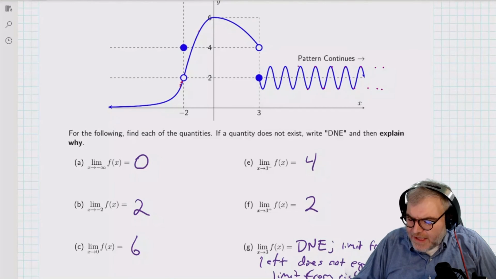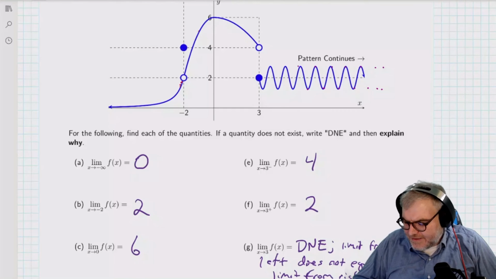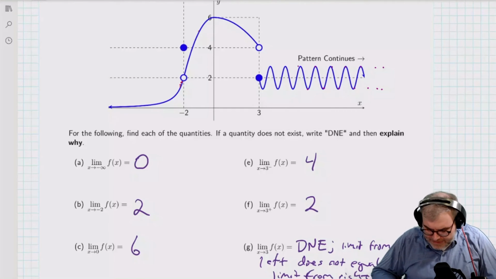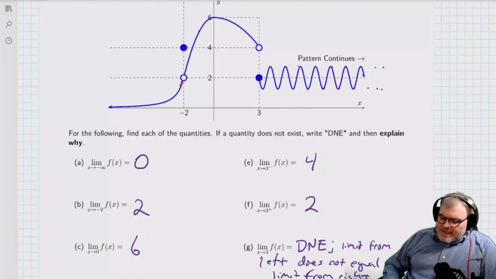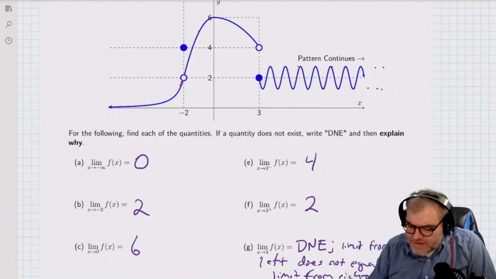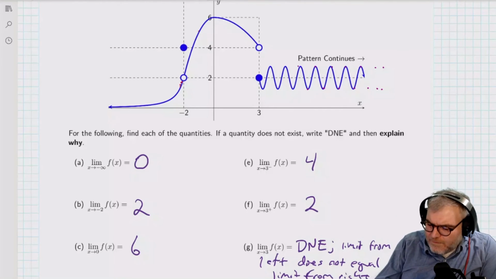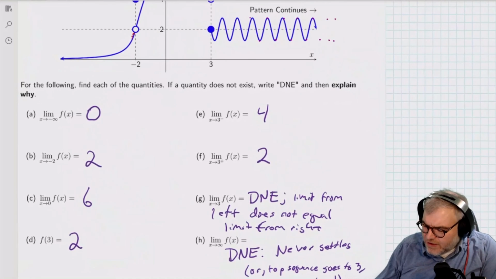If the line at 3F had a solid dot, then there'd have to be a non-solid dot there, because otherwise I'd be violating the vertical line test. Okay, so as I go to 3, notice that the limit from the left goes to 4, but the limit from the right goes to 2, right? So the limits are not equal.